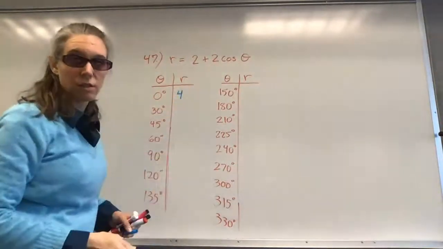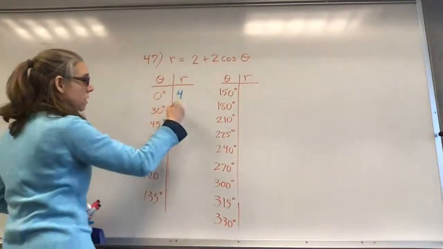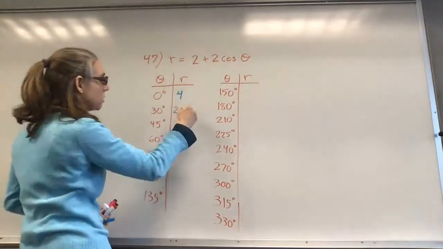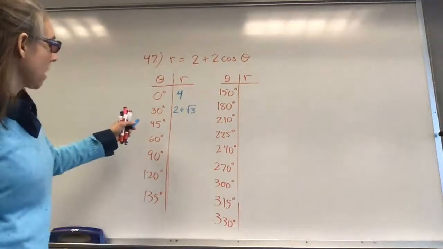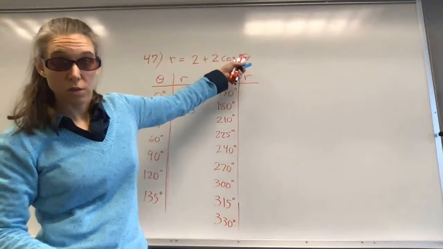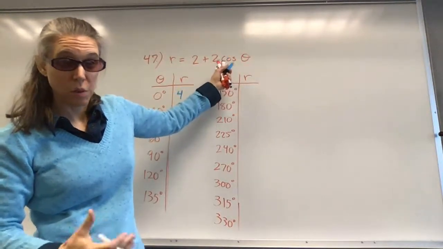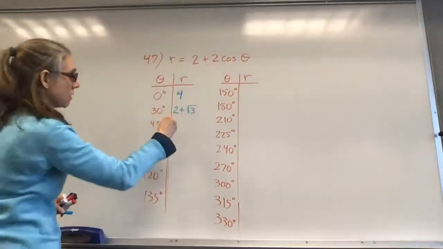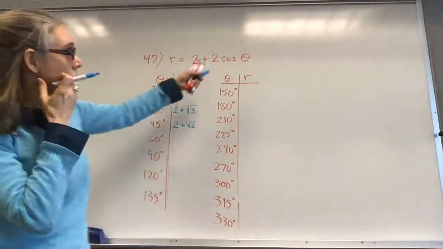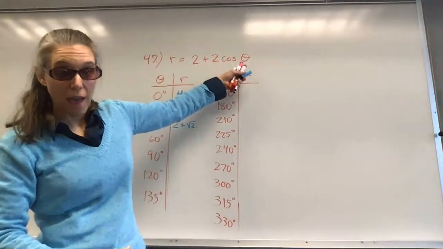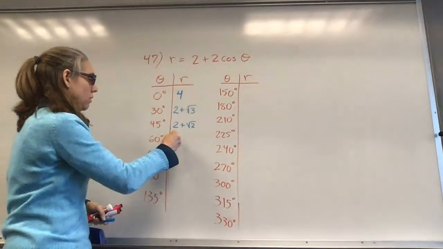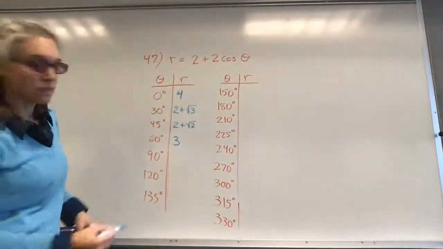Cosine of 30 degrees is the square root of 3 over 2. So this becomes 2 plus 2 times the square root of 3 over 2, or 2 plus the square root of 3. Then I have 45 degrees, so cosine of 45 degrees is square root of 2 over 2, times 2 is simply square root of 2, plus 2 is 2 plus square root of 2. 60 degrees. Cosine of 60 degrees is 1/2. 1/2 times 2 is 1. 1 plus 2 is 3. Cosine of 90 is 0.